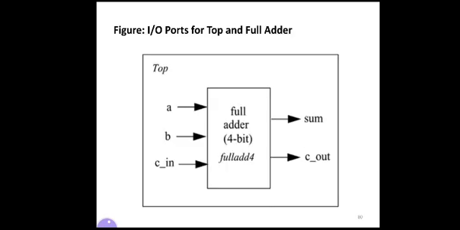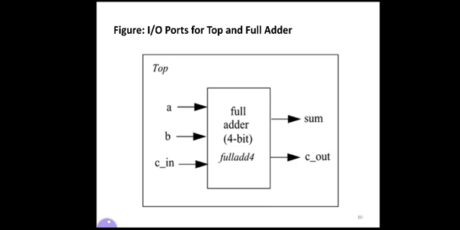See here, this is the full adder diagram, that is, the 4-bit full adder. The name of the 4-bit full adder is full_add4. As it is a 4-bit full adder, it consists of 4 A inputs, 4 B inputs and 1 Cin input, and 4 sum outputs and 1 carry output. Here it is listed in an abstract way. The inputs are A, B, Cin, and the outputs are sum and carry out.